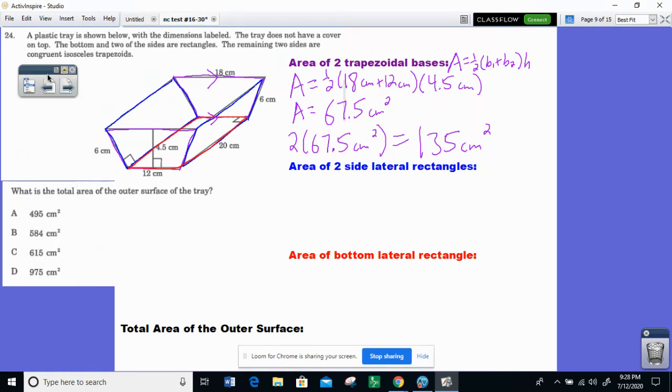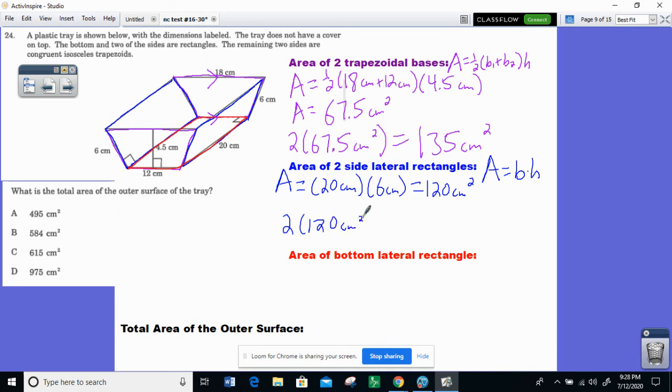Then we want to do the area of the two side lateral rectangles. Well, that's going to be much easier. That's simply base times height. So for these blue rectangles, we've got a base of 20 centimeters, a height of 6 centimeters. So that's 120 square centimeters, but we want to multiply that times 2. Gives us 240 square centimeters.